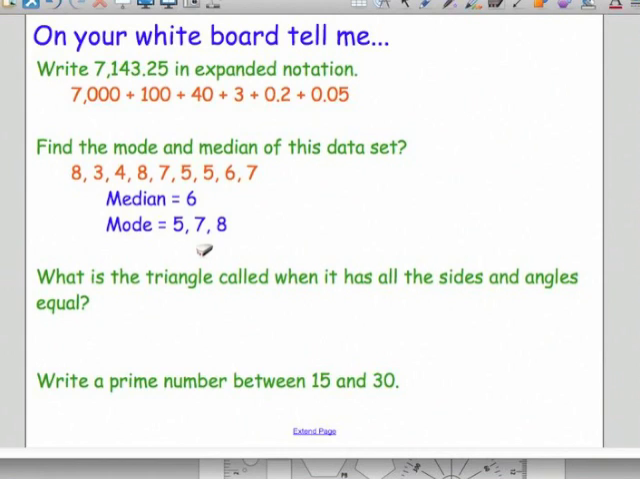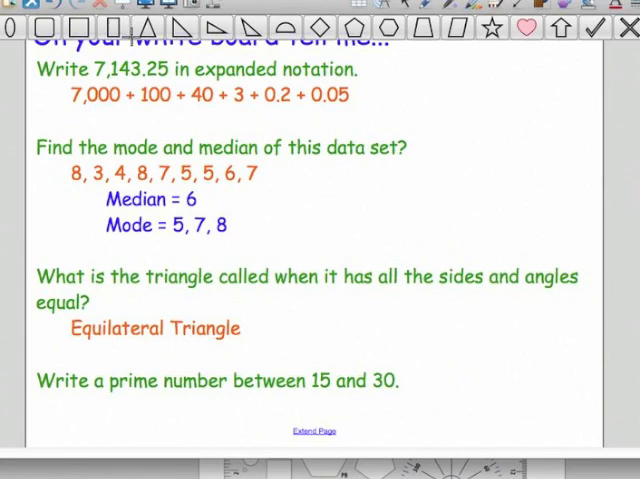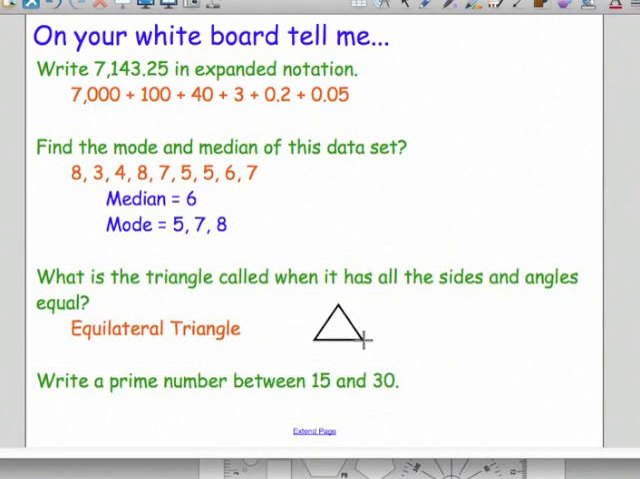What is a triangle called when it has all the sides and angles equal? That is an equilateral triangle. That is the one that looks like this. I'll try my best here. Okay.